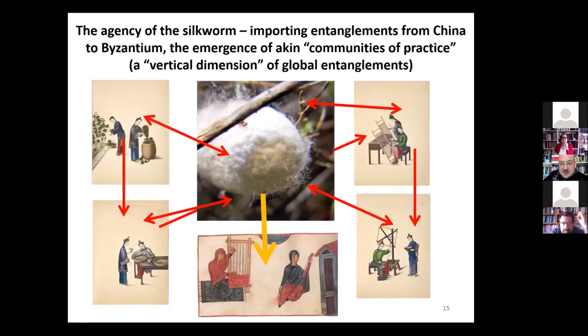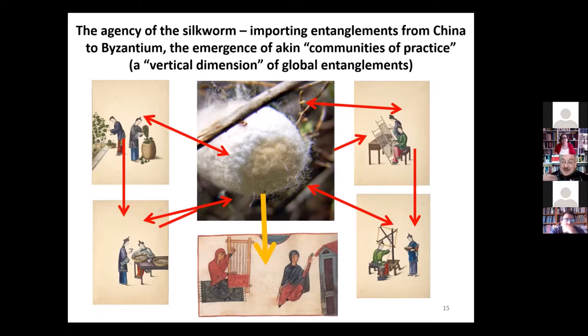So as Ian Hodder said, this is how the silkworm entangled human beings into its sphere in order to take care of it and to produce the silk. And this community of practice was then transported from China to Central Asia or to Byzantium, therefore providing a vertical dimension of global entanglements beyond the elites into communities.